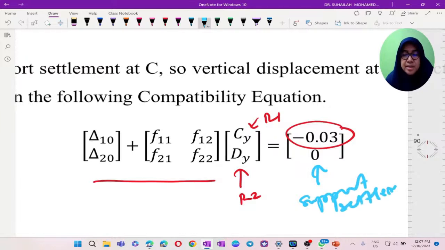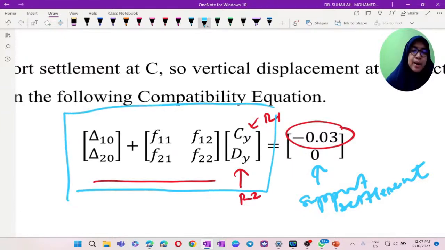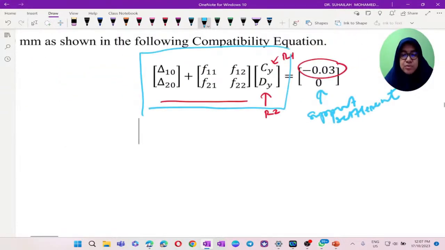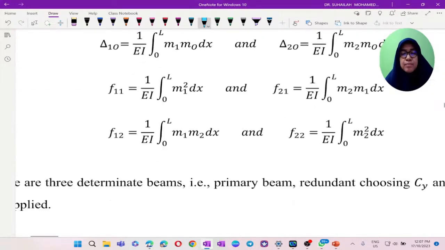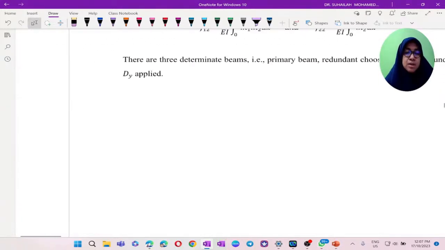So for support settlement, it only affects the actual system. So you don't have to be worried. Support settlement does not affect this part. Support settlement we have to put at the actual system. After that you have to calculate as usual, so you will get the new value of redundant because of the support settlement.